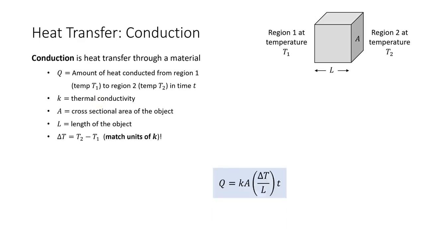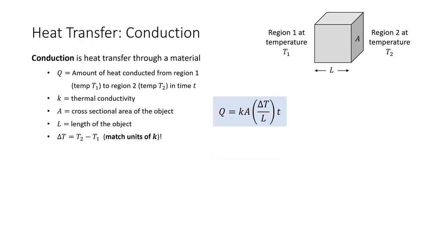All right, and so then it turns out that the amount of heat that gets conducted from region 1, which is at temperature T1, to region 2, which is at temperature T2, in an amount of time t, is equal to K, the thermal conductivity, times that cross-sectional area of your object, multiplied by delta T, the difference in temperature between the two regions that are connected by the object, divided by L, which is the length of the object, multiplied by t, the amount of time over which that heat is transferred.